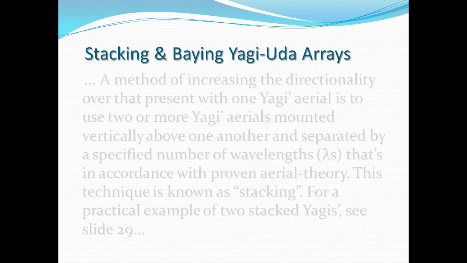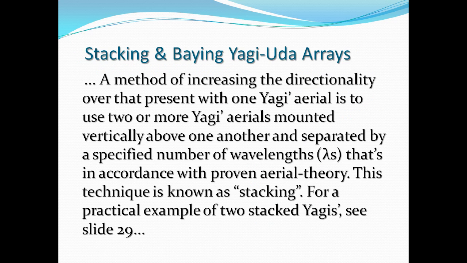Stacking and baying Yagi-Uda arrays. A method of increasing the directionality over that present with one Yagi aerial is to use two or more Yagi aerials mounted vertically above one another and separated by a specified number of wavelengths. That's in accordance with proven aerial theory. This technique is known as stacking. For a practical example of two stacked Yagis, see slide 29.